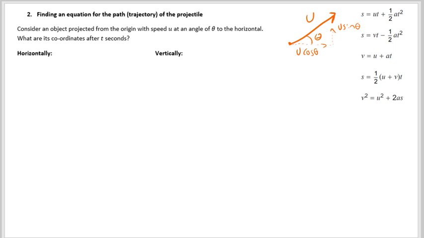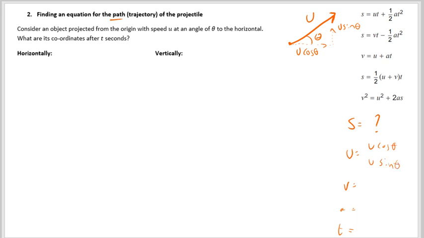Think about our suvat variables here. I'll list what we could consider for what's going on. This is about its position, so it's about path, which is about position effectively. So this is what we're looking for: s. We're going to consider it vertically and horizontally, not in vectors, just as scalars. For u, we know it's going to be u sine theta and u cos theta, depending on which dimension we're looking at.